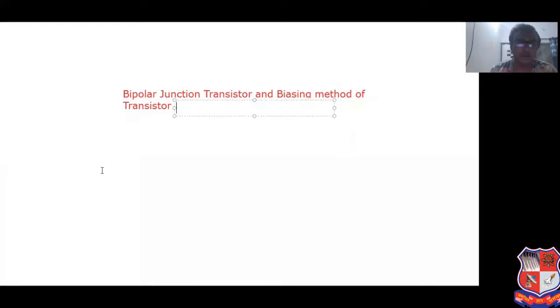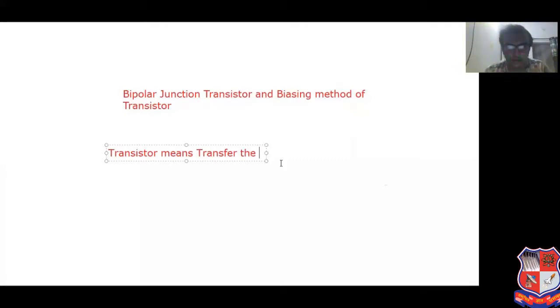So transistor means transfer the signal from input to output. Transfer the signal from input to output. It is known as transistor.